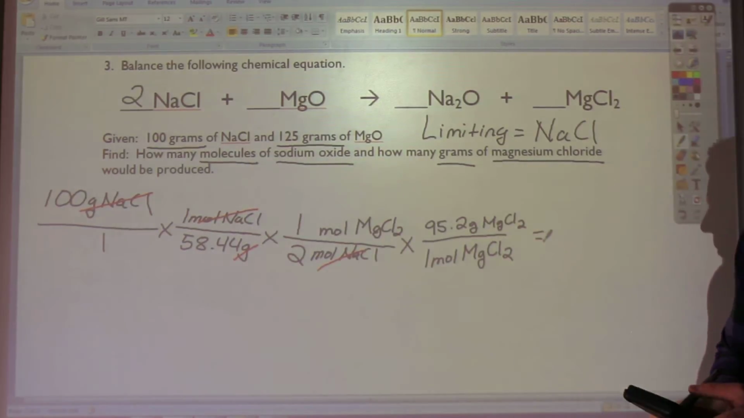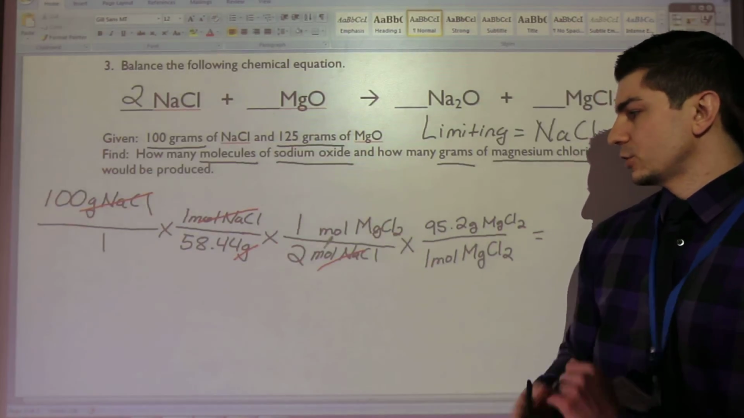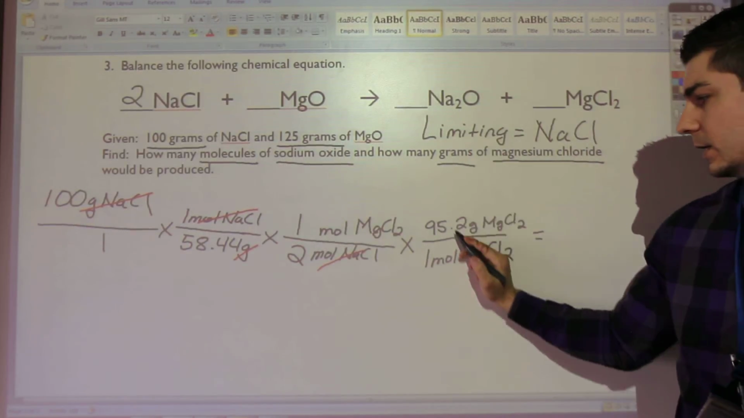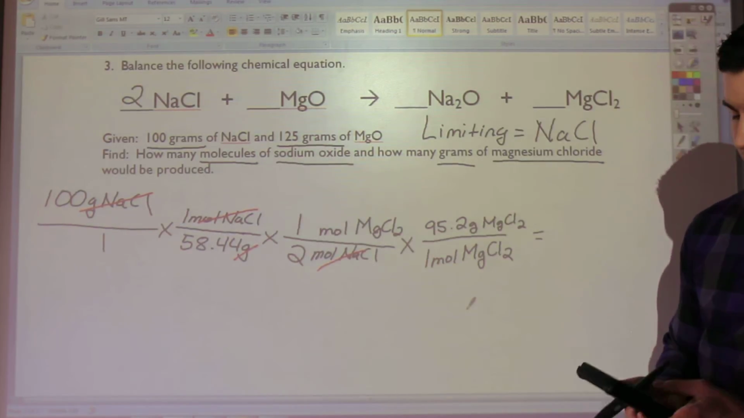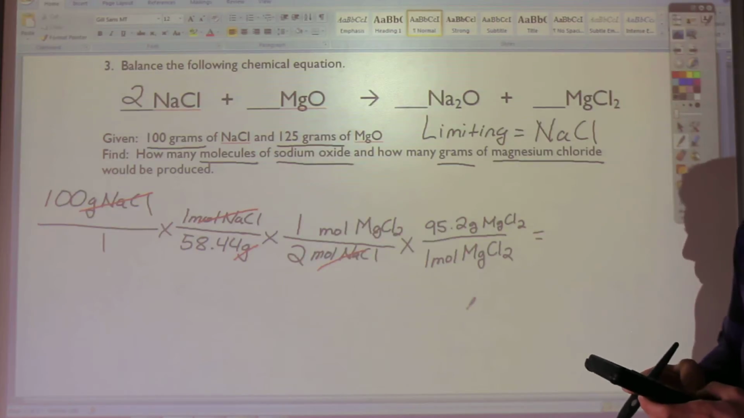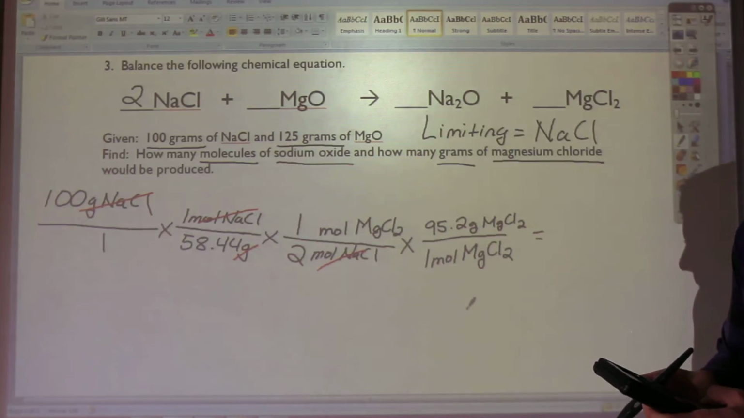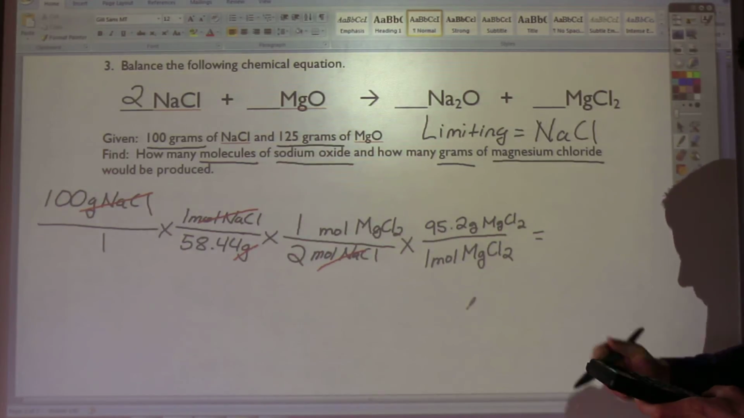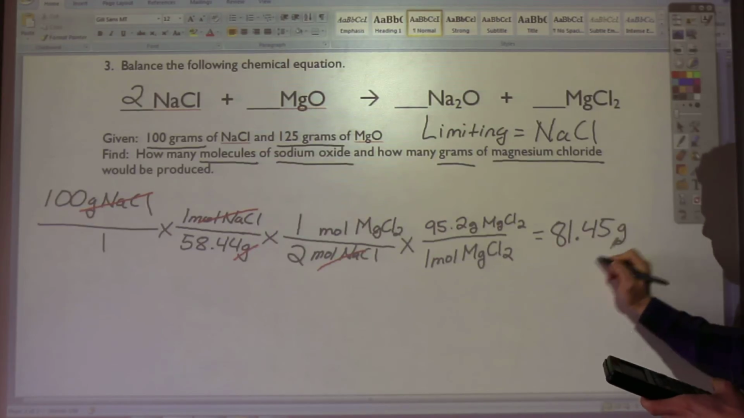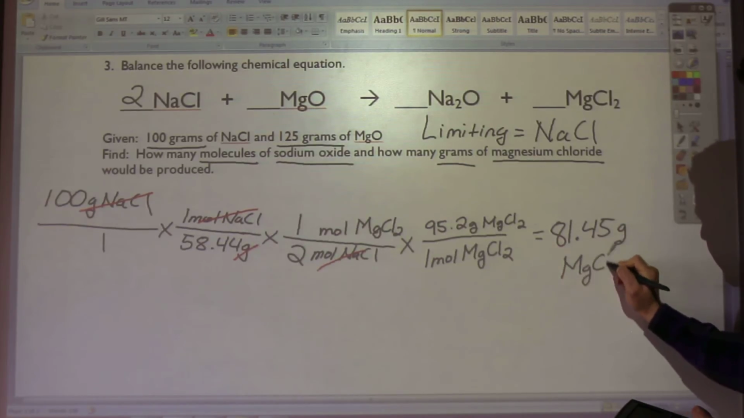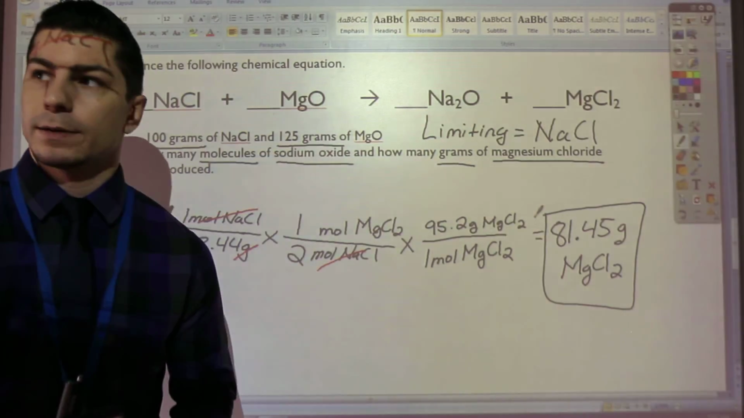And then we just have to enter this in your calculator. So the only thing that really changed here was our top part of our mole ratio in order to get to a different compound. And then lastly, instead of going to molecules, we went to grams, so we just changed this conversion factor up. So it's going to be 95.2 times 100 divided by 58.44 times 2, and we get 81.45 grams of MgCl2. All right, so there's your answer for the second part of this, guys.